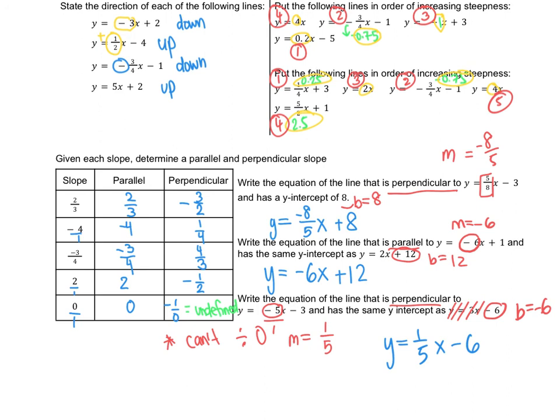So lines going up have a positive slope, lines going down have a negative slope. The bigger the slope, ignoring the sign, the more steep the line. And finally, parallel lines have the exact same slope. Perpendicular lines, we flip the fraction and change the sign to get that opposite reciprocal.